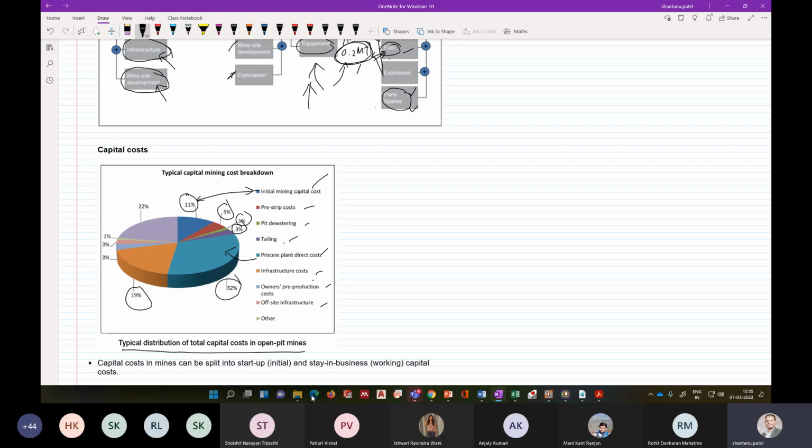We have one good example here in this. But this is how it varies. You can see a big chunk of your money goes to your process plant direct cost, right? Because what happens, when you produce some ore, you need to do the crushing and make it to a higher concentration that you can sell. So you spend a lot of money here as a capital cost.